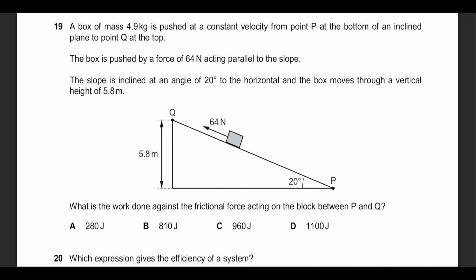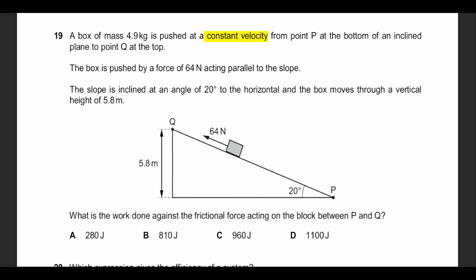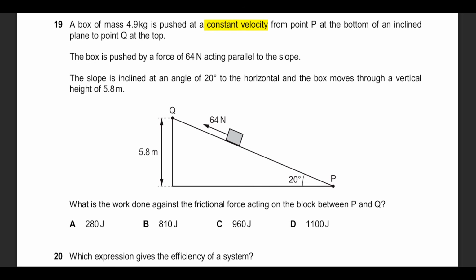Question 19. A box has a mass of 4.9 kilograms and is pushed along. Now, this is the hint that you will always ignore as an A-level student, but I'm going to show you that this is very important: constant velocity. This is always going to be the savior of the question. He says that from point B and onwards of an inclined plane, everything is self-explanatory. The box is being pushed by 64 newtons parallel to the slope, which is shown in the diagram. The slope is inclined at an angle of 20 degrees and through a vertical distance of 5.8 meters. Everything is almost given to you.